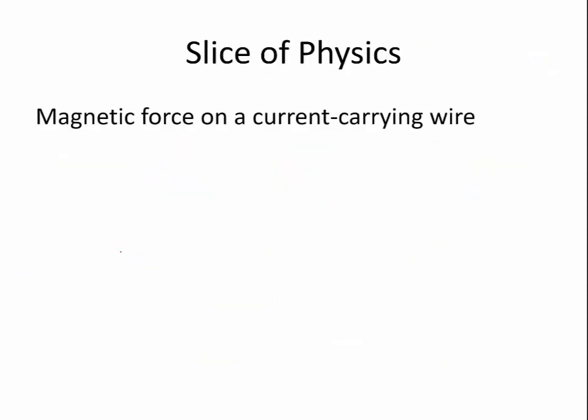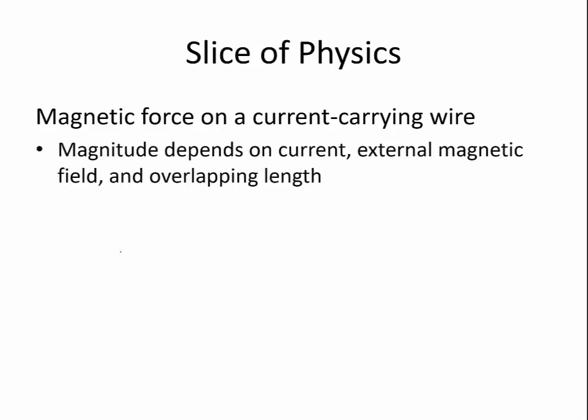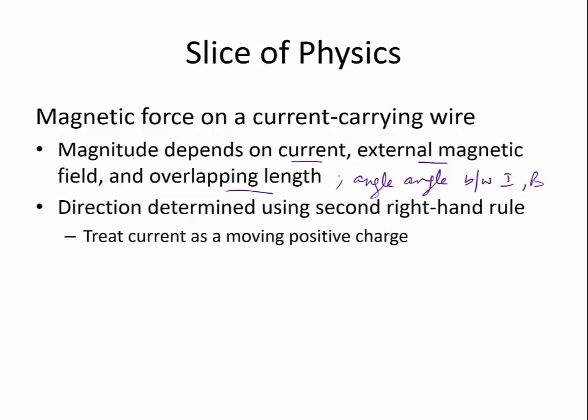All right, that'll do it for this video. So we have looked at the magnetic force on a current carrying wire from an external magnetic field, and we saw that it depends on the current, the external magnetic field, and the overlapping length, and I should also add here, and the angle between I and B, which in a lot of cases will be 90 degrees, so it tends to go away. And the direction of this force is determined using the second right-hand rule, where we treat the current as a moving positive charge. So no worry about reversing the direction once we find the answer.